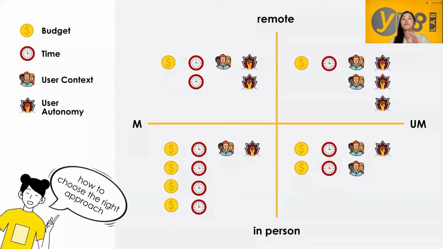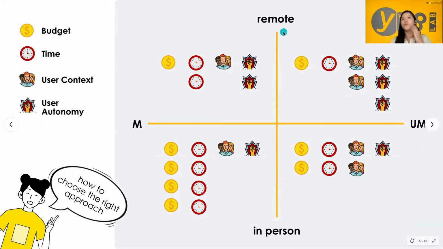So if we want to find out which approach we should take, this is a good graph to give you an idea on how to decide which approach is best for us. Let me explain this graph quickly. We have 4 quadrants, right? We have remote, in person, we have moderated, we have unmoderated.